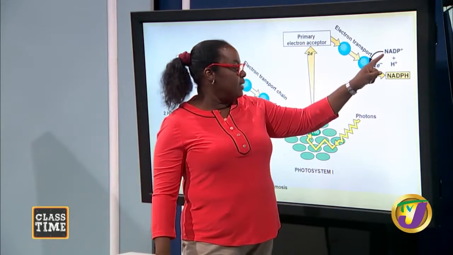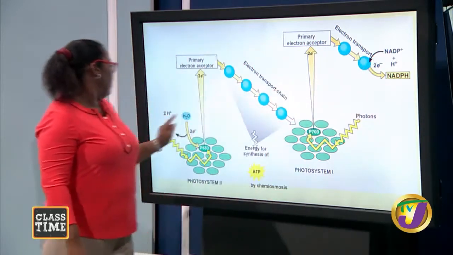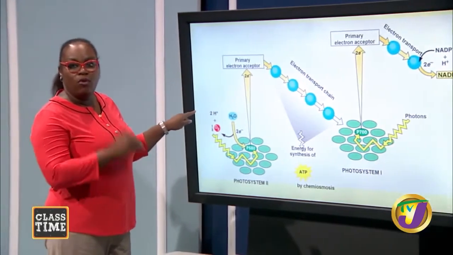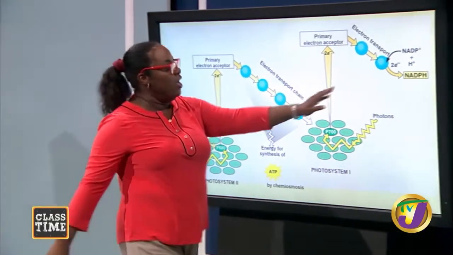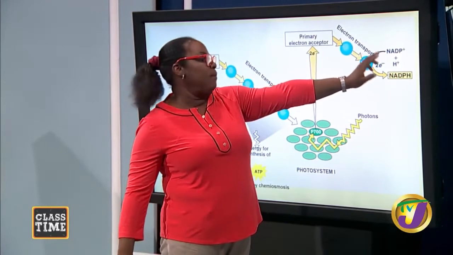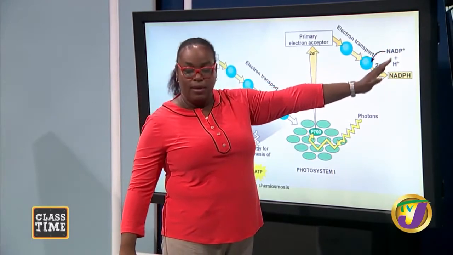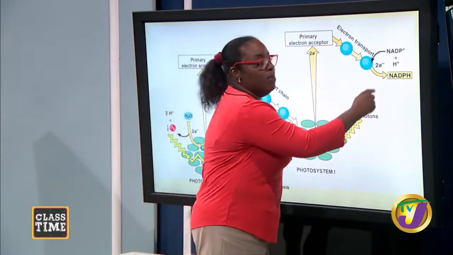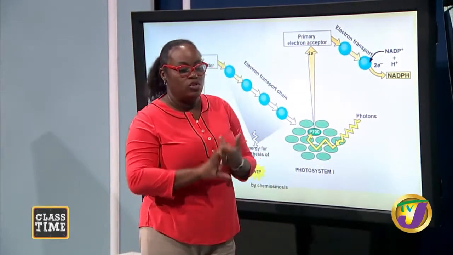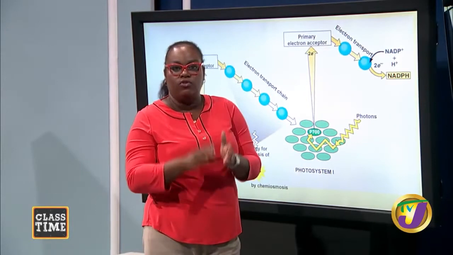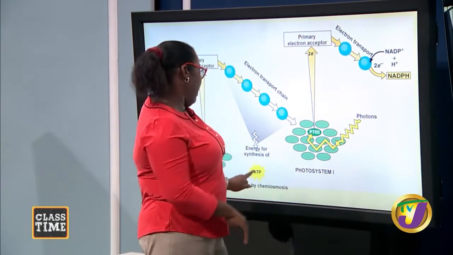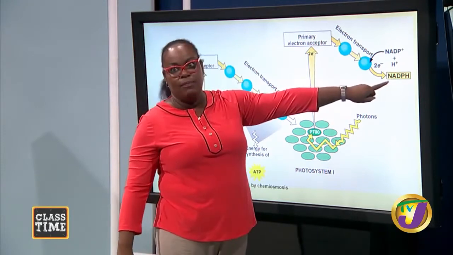And when it accepts it, it comes back here. See those two hydrogen ions that came off when water was split? It joins with the NADP to form NADPH. Now this, remember I said earlier that there are two main things that are produced from the light-dependent stage of photosynthesis, and they were ATP and NADPH.